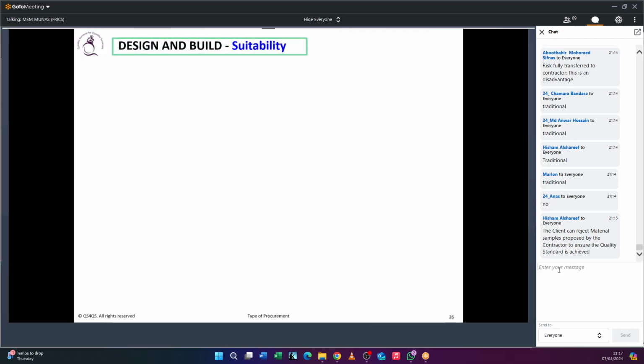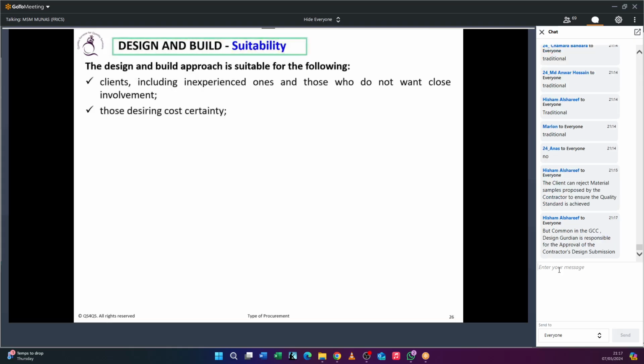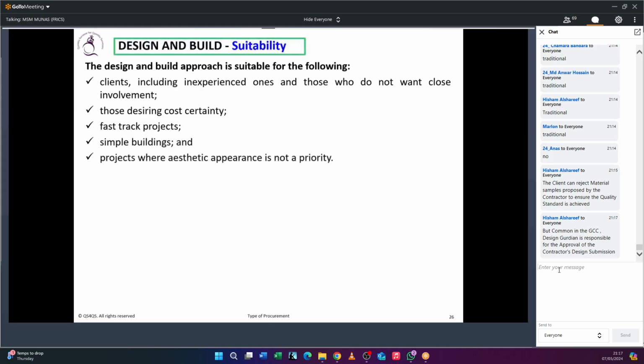Okay, so design and build is suitable when the client doesn't want to be involved with the design and construction, he is inexperienced, and he needs cost certainty and time certainty, and he needs to finish the project fast track, and it is a simple building, not a complex building. Where the aesthetic appearance is not important, then he can go.